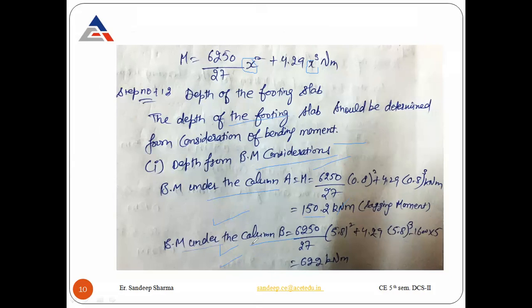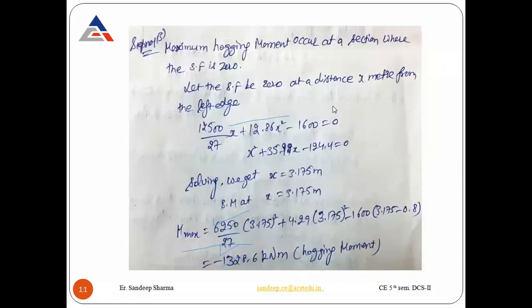And then the bending moment under column B, the distance will be 5.8, because 5 meter was the center to center distance between the two columns, A to B, and 0.8 was the projection from the left edge. So the total distance from the left edge will be 5.8 meter. So the x here will be 5.8, and against that you will get the bending moment under column B, that is 622 kilonewton meter. Is that clear up to this step?